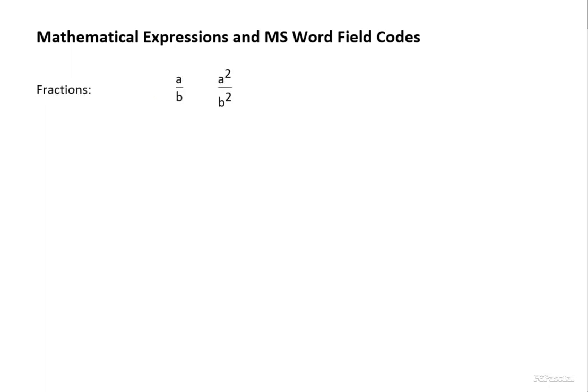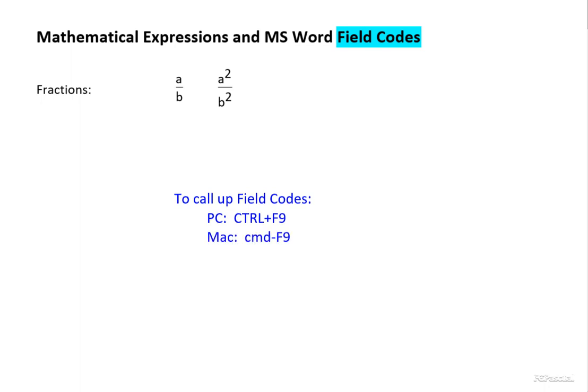To create these expressions, we use what is called a field code. We start a field code by pressing special keys. On a PC, we press Ctrl F9. The equivalent keys on a Mac are Command F9. By pressing these keys, we call up the field code brackets. These brackets aren't the same brackets we get by pressing the actual bracket keys on the keyboard.